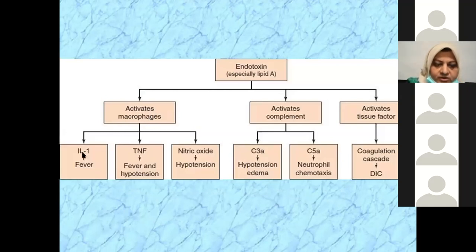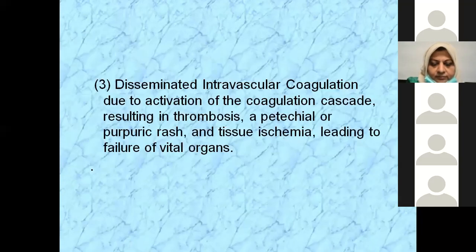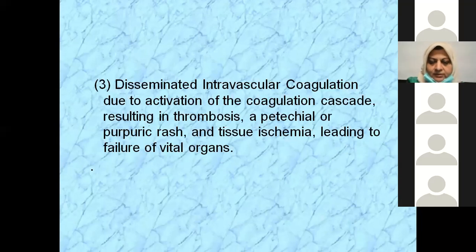It acts on the macrophages. Interleukin-1 is released, it causes fever, tumor necrosis factor causes fever and hypotension. They all act on the temperature regulatory system in the hypothalamus. Nitric oxide is also released, which causes vasodilation and hypotension. Then complement is activated. Complement system we will do with immunology. These are a set of proteins synthesized in the liver and they activate the tissue factor. Now, I have explained this in this chart.